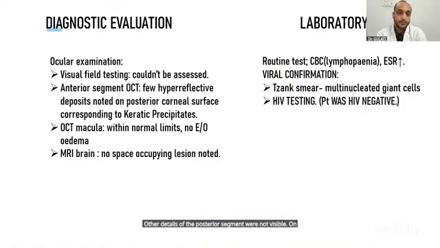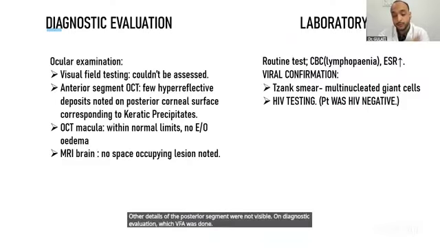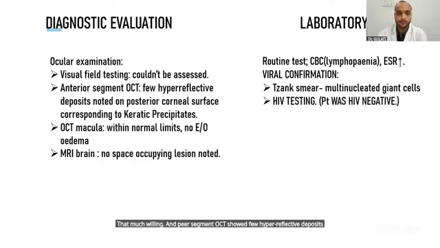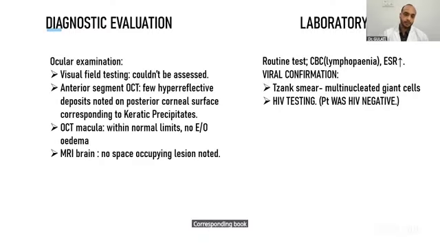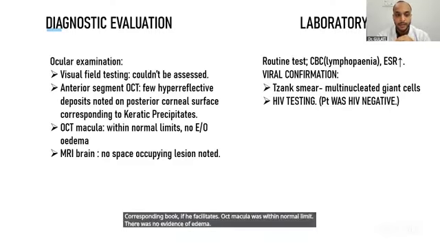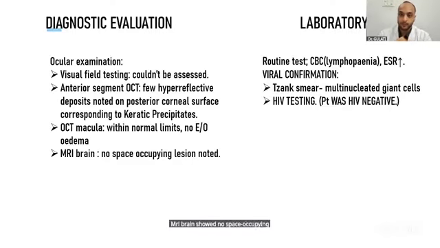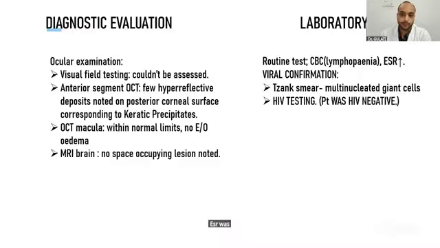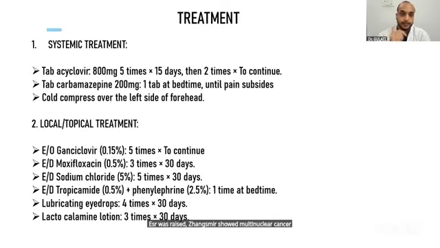On diagnostic evaluation, visual field analysis was done, which could not be assessed because of high level of cataract, and also the patient was not that much willing. Anterior segment OCT showed few hyperreflective deposits noted on the posterior corneal surface corresponding to precipitates. OCT macula was within normal limit. There was no evidence of edema. MRI brain showed no space-occupying lesion. Routine laboratory tests were done. CBC showed lymphopenia. ESR was raised. Tzanck smear showed multinucleate giant cells, and HIV status was negative.